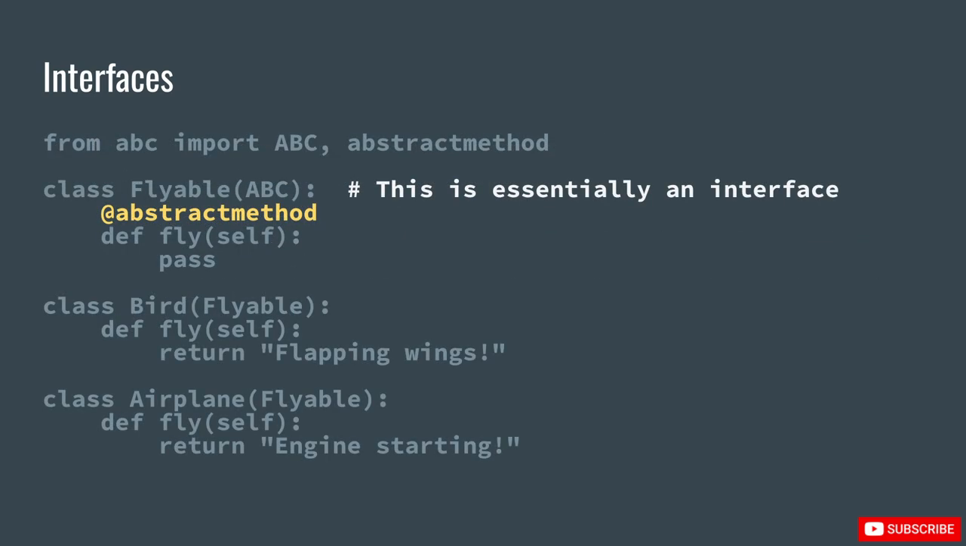With this approach, any class that implements the interface can be used interchangeably, allowing for more modular and maintainable code. In essence, using abstract classes as interfaces helps us enforce a contract for our classes while maintaining the freedom to implement the details as needed.